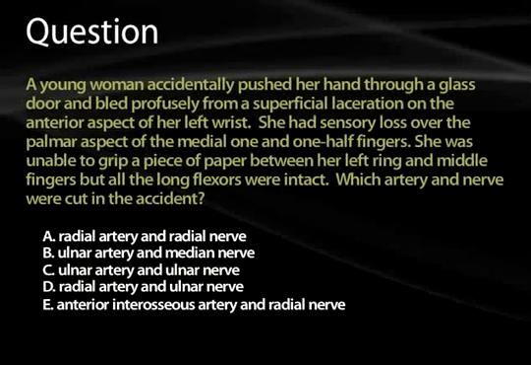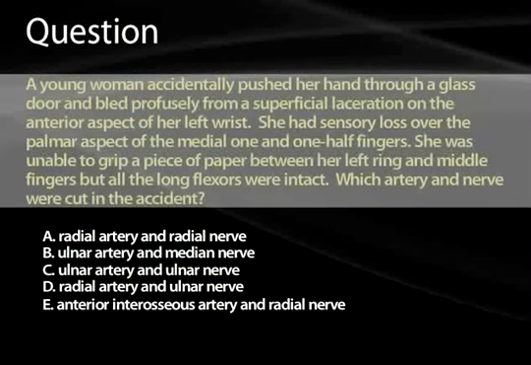Let's look at a question. A young woman accidentally pushed her hand through a glass door and bled profusely from a superficial laceration on the anterior aspect of her wrist. She had sensory loss over the palmar aspect of the medial 1½ fingers. She was unable to grip a piece of paper between her left ring and middle fingers, but all the long flexors were intact. Which artery and nerve were cut in the accident?